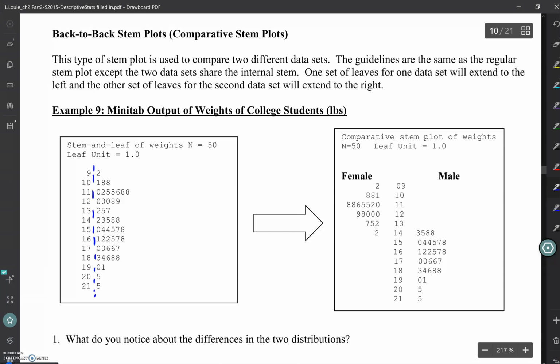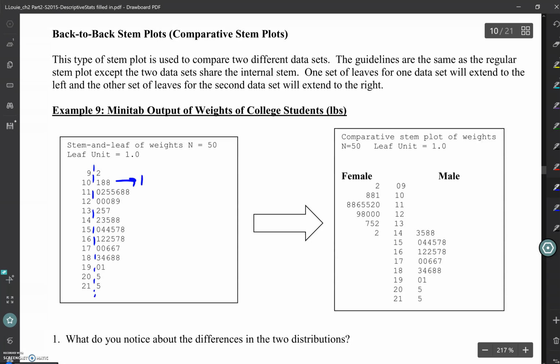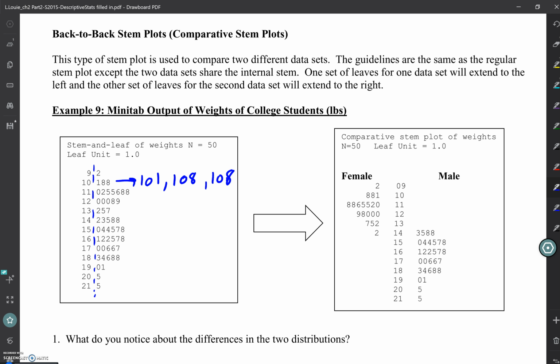So those 2 digits in front are my stem. So the 10 is actually all of my stem, which tells me that if I was to put these numbers back together for this first group, I'd have a 101, 108, and another 108. So even though there are multiple digits in the front, that's fine. It just tells me there are more pieces to my stem. And the numbers on the other side still represent just your last digit. So if you end up with data that's more than just two digits, we know what to do with those as we go on.